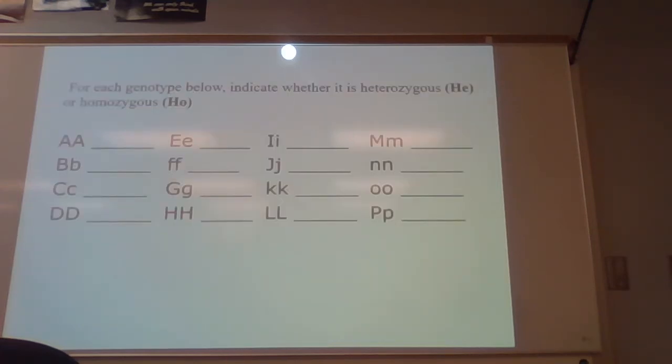All right, there's some practice here on your handout. I know some of you might have worked ahead and done that. Just take a second. So these are all genotypes, right? They're showing which alleles you have. So homozygous or heterozygous. And compare with your classmates when you get that done.